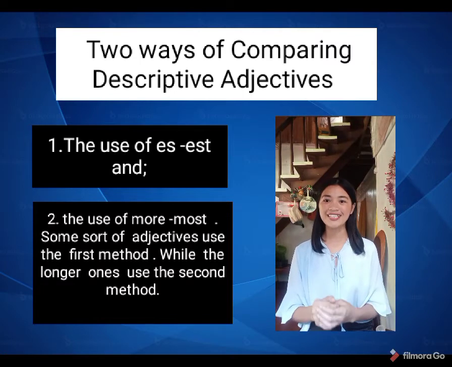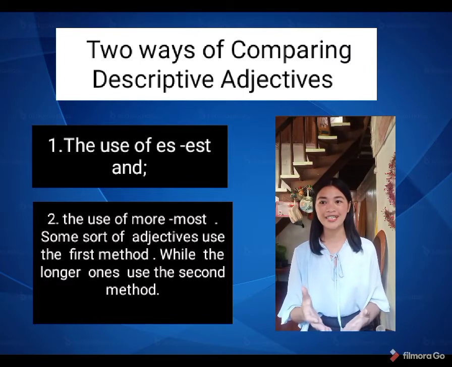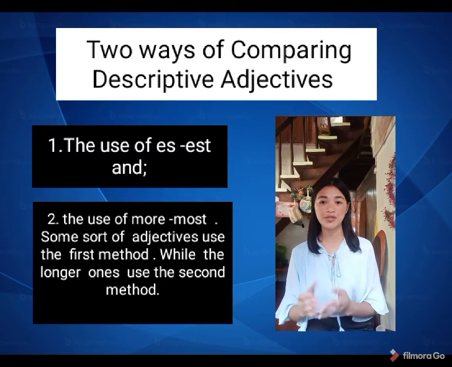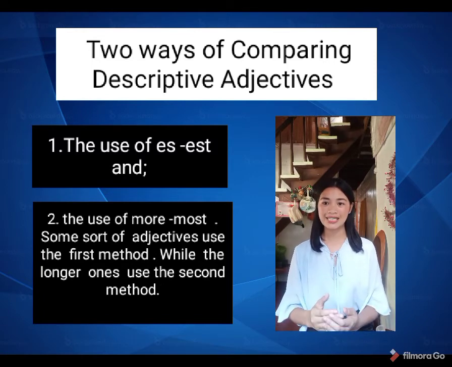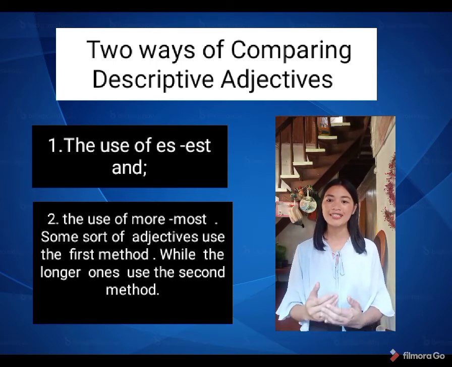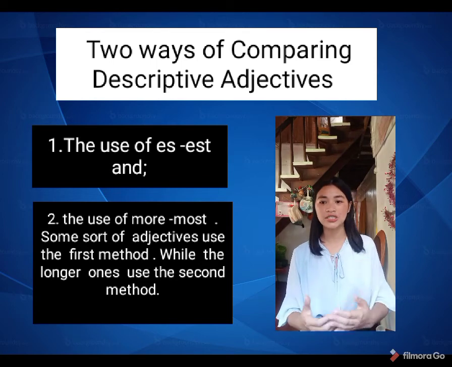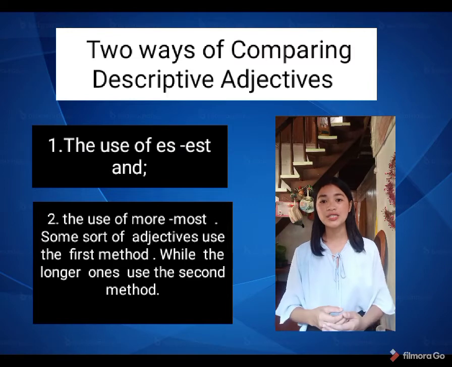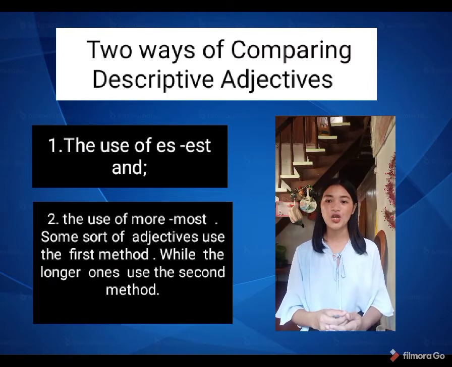This time, let's have the ways of comparing and contrasting descriptive adjectives. The first one is the use of -er and -est, and the second one is the use of more and most. It is stated here that short adjectives use the first method, while the longer ones use the second method. So those are the two ways of comparing descriptive adjectives.